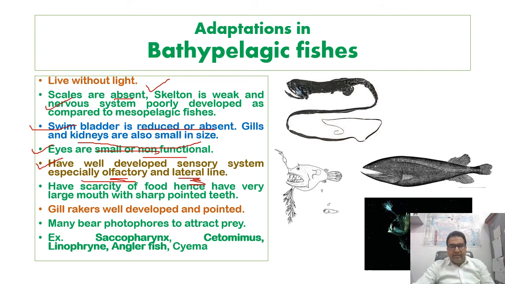And due to scarcity of food, they have a large mouth. I was telling you that they have a large mouth. Saccopharynx is an example. We also call certain ones gulper eels, loose jaws. Then we do have Cetomimus, Linophryne, and the anglerfish. These are the best examples of the deep sea fishes.